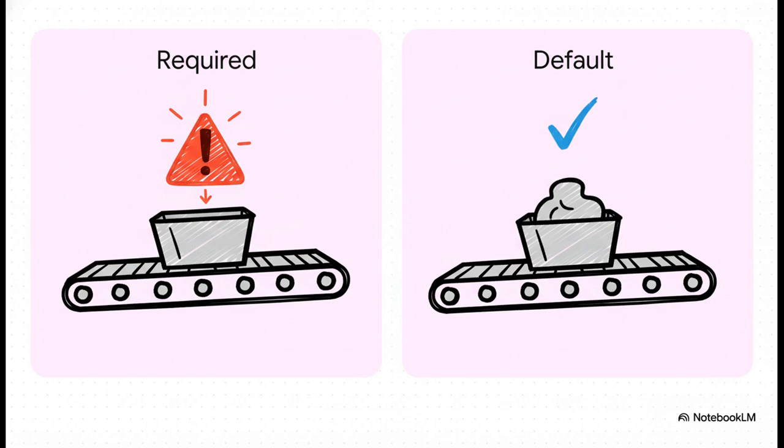So on the left, greeting is a required parameter. You have to provide an argument for it every time. But on the right, we've set name to equal "you" by default. Now it's optional. If you don't provide a name, it'll just use "you".